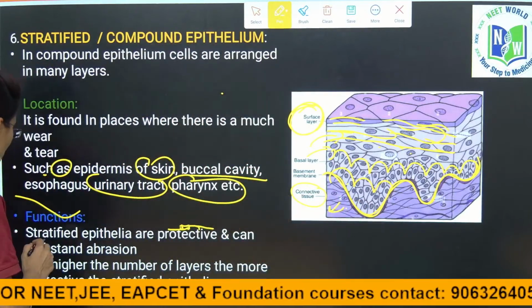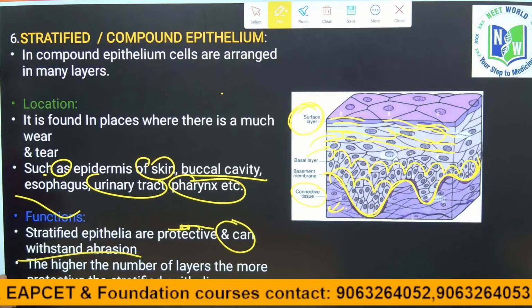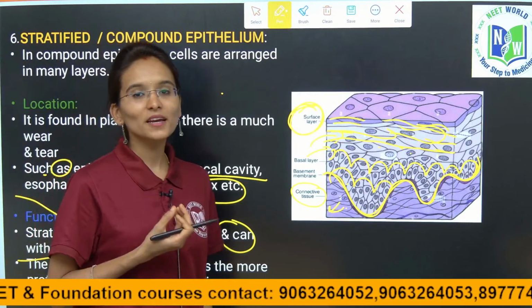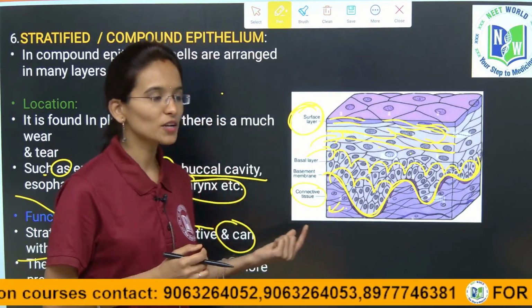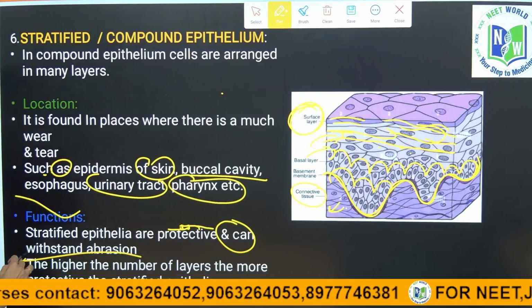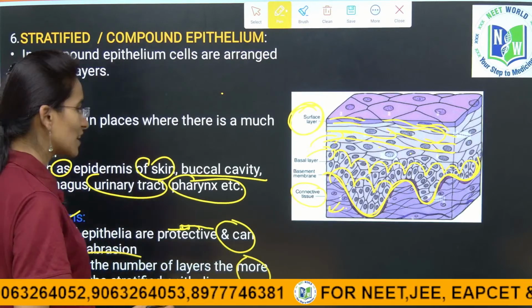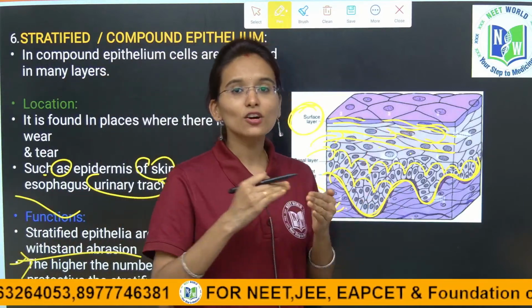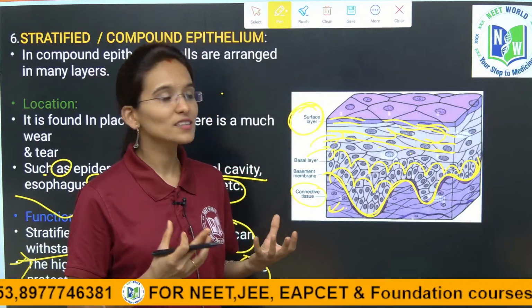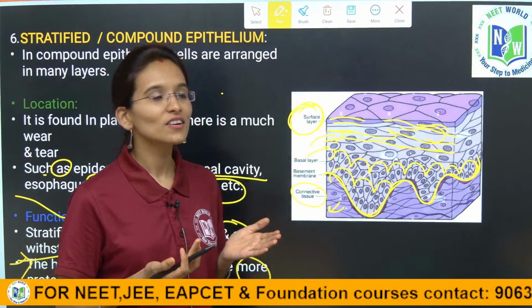Stratified epithelial tissues are protective and can withstand abrasion. Abrasion means any mechanical injury; when it occurs, the tissue can withstand that particular situation. And the higher the number of layers, the more the protection of the stratified epithelium. So when the arrangement of these multiple layers is more in number, it acts with a more protective type of function.